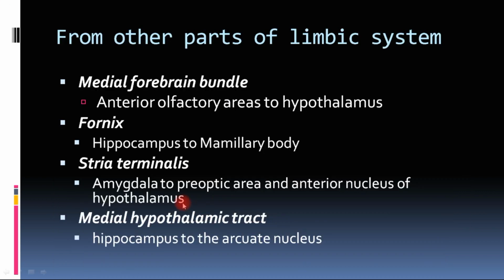Now coming to the last one, the medial hypothalamic tract. The medial hypothalamic tract is also one which connects a few parts of the hippocampus to the hypothalamus, mainly to the arcuate nucleus. So these are the afferents which are coming from the limbic system.